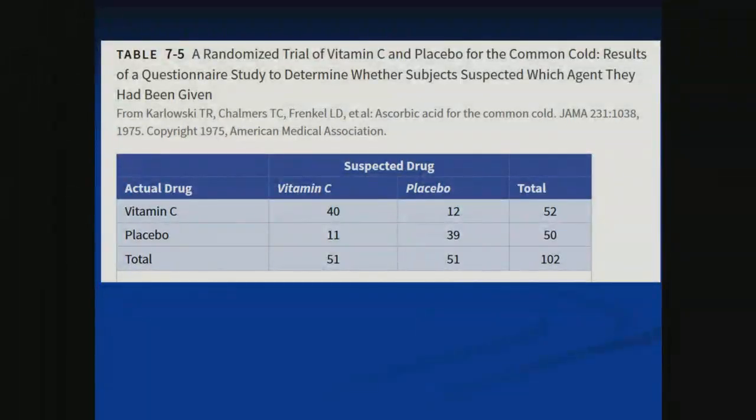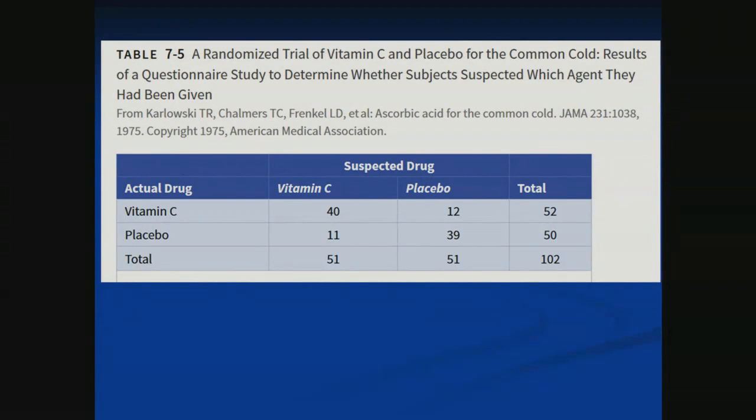What happened is, halfway through the trial, the investigators realized that both groups suspected correctly what they were getting and why. The taste was very obvious. The vitamin C taste was very obvious, and the placebo taste was obviously different. It was a very bitter taste. So they didn't put enough thought into making sure that these were comparable.